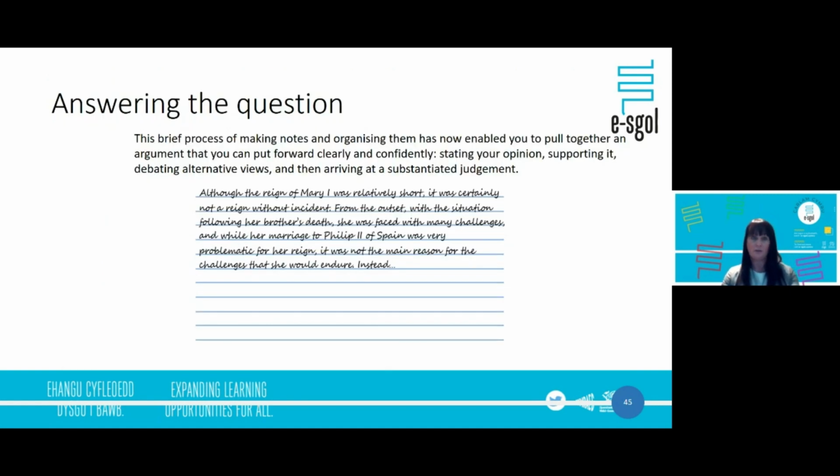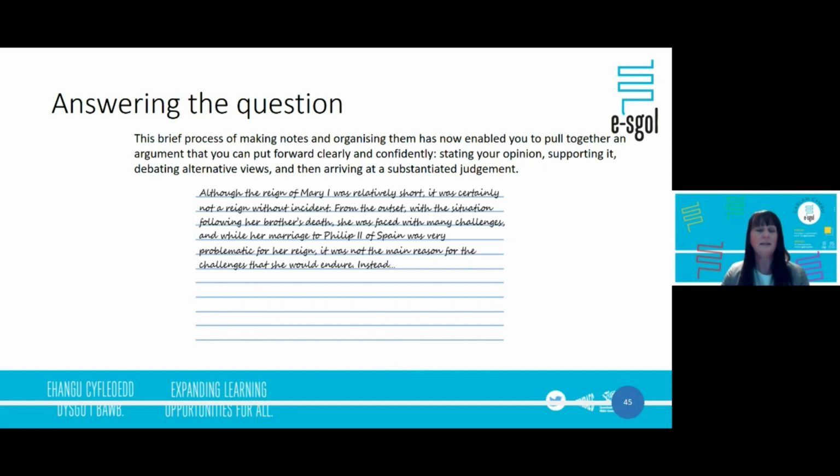When it comes to answering the question, obviously that little brief process of making the notes and clearly thinking out how you're going to take this essay forward should now enable you to pull together an argument that you can then put forward clearly and confidently. Because if you remember back to the mark scheme, that's what the examiners want from you. So they want you to state your opinion straight away. They don't want you to hide it till the conclusion. They want to know in that opening paragraph where you are going, what sort of things you are going to be talking about in your essay, what you're going to be supporting it with, and what they're debating alternative views, and a judgment in that introduction if you can as well.